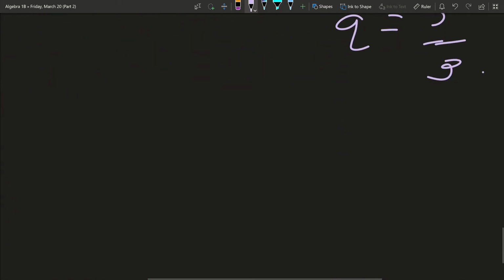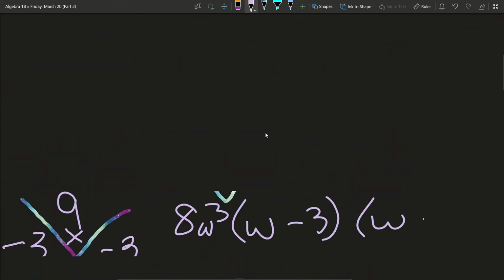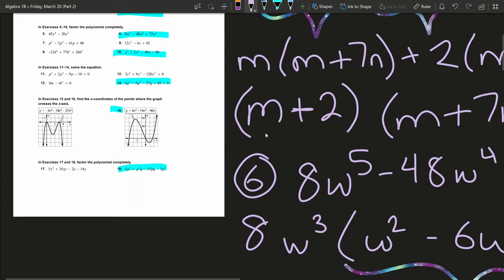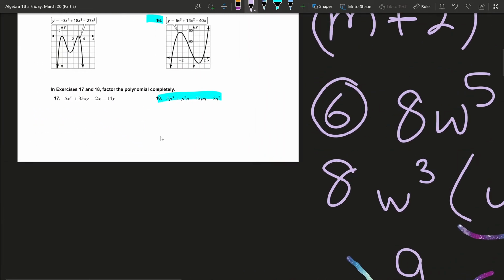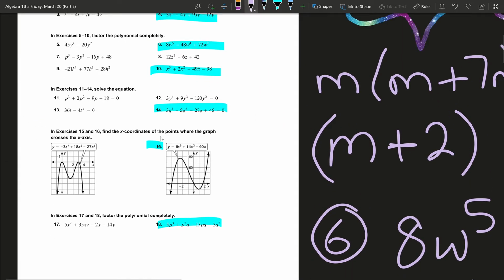Okay. Let's move on to number 16. For this one, we're going to look at the graph. And it looks like we can see some of the answers over here. Before we begin, how do we figure out what x is equal to? Well, the x coordinate that we need to figure out is when y is equal to 0.